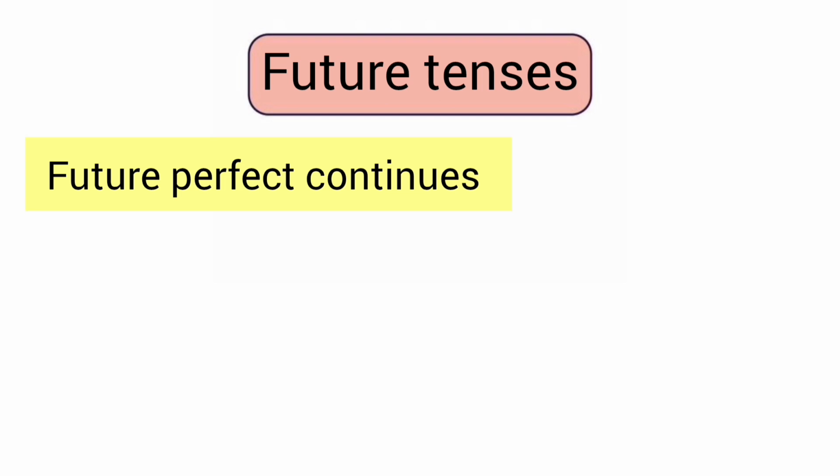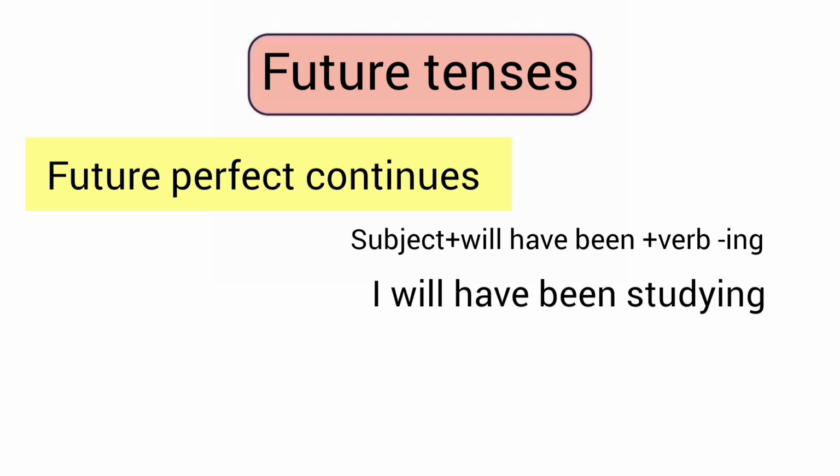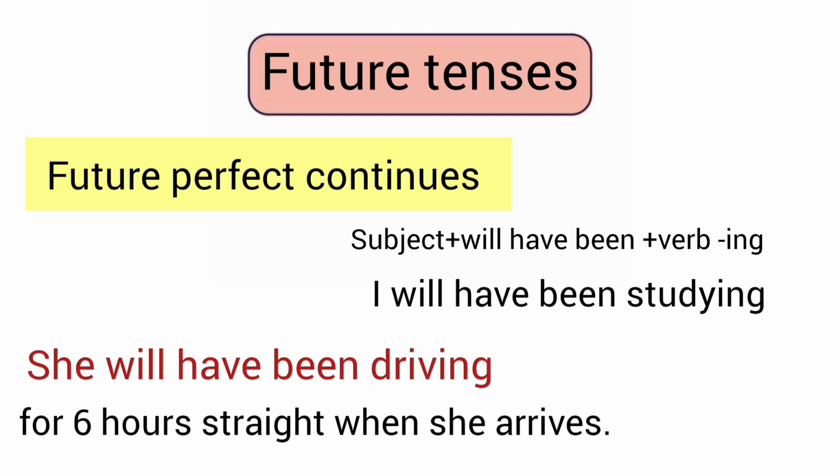Future perfect continuous tense. The general formula for this tense: subject plus will have been plus verb-ing. For example, I will have been studying. Here, we are talking about a continuous action that will be finished in the future at a given time. For example, she will have been driving. But honestly, English speakers rarely use this tense. When we do, it emphasizes the duration of an action, how long it will take. For example, she will have been working at the company for 20 years when she retires.